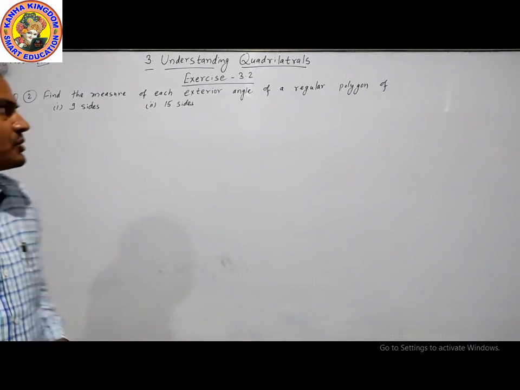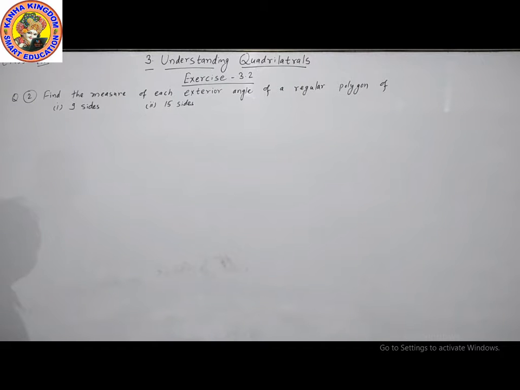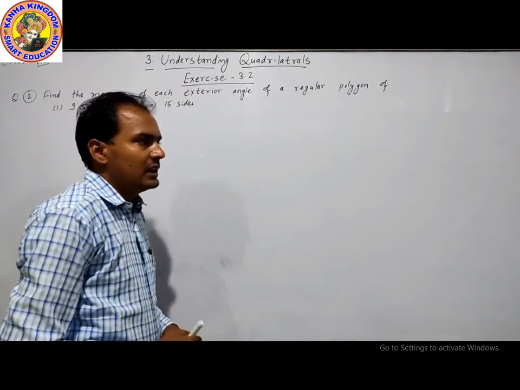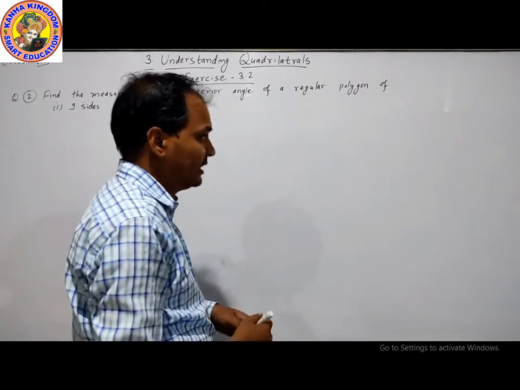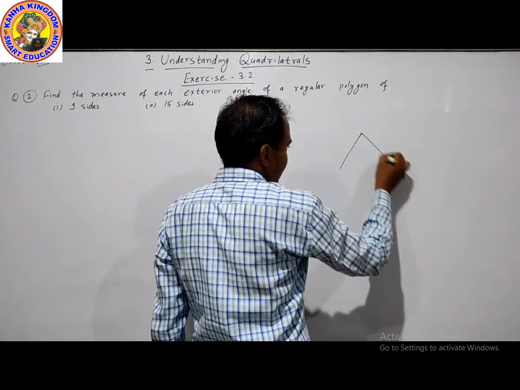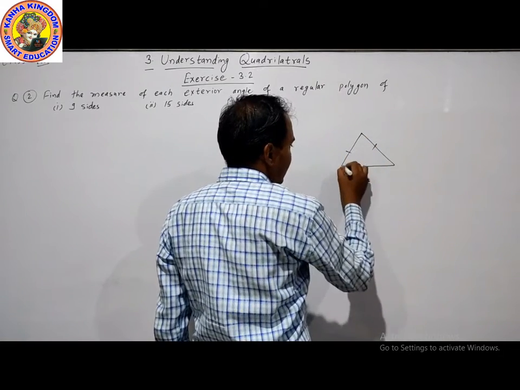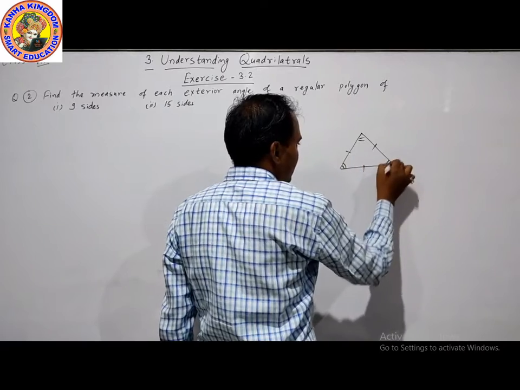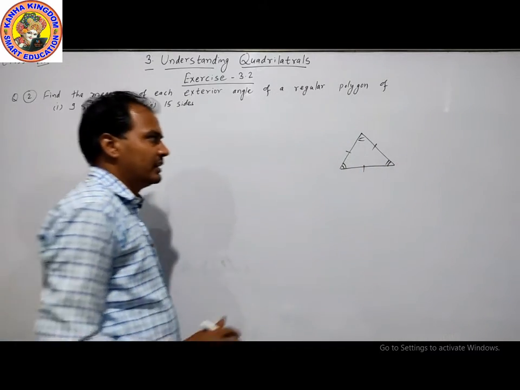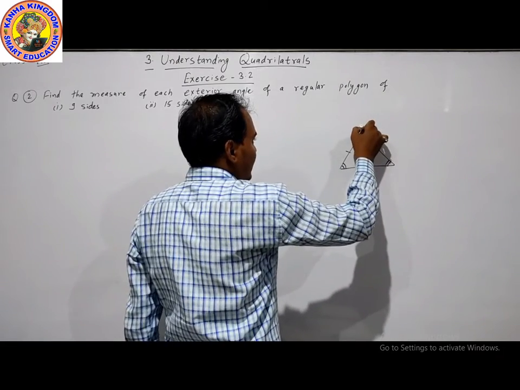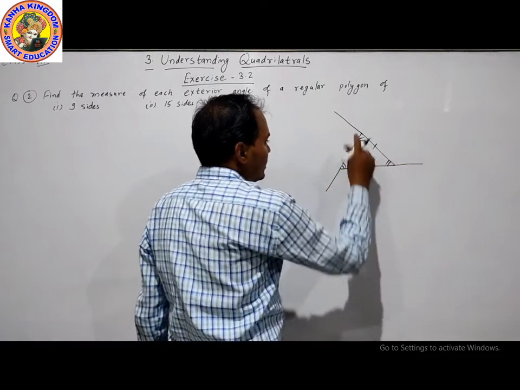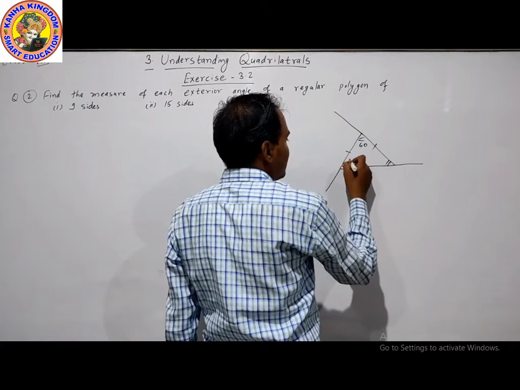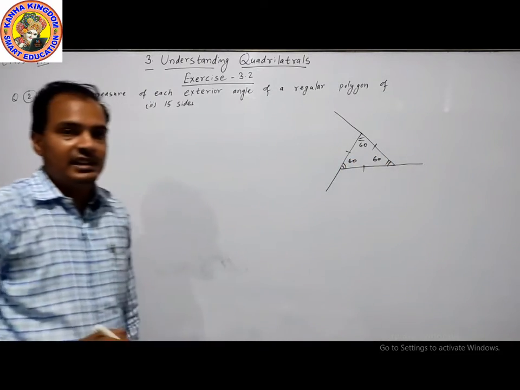Now our next question is, find the measure of each exterior angle of a regular polygon. First of all, a regular polygon has equal sides and equal interior angles. If this is a triangle, and three sides are equal, then these three angles are also equal. Then I draw the exterior angles.